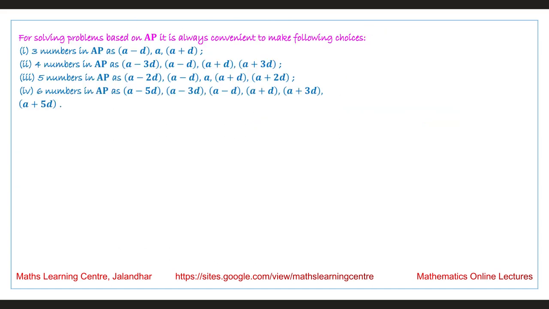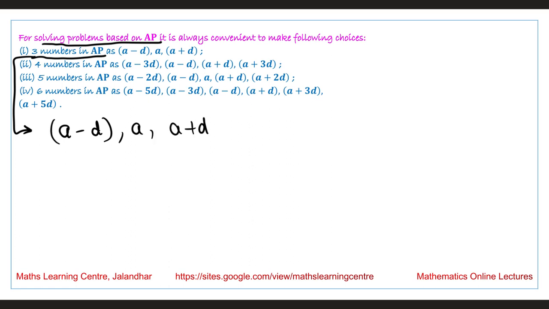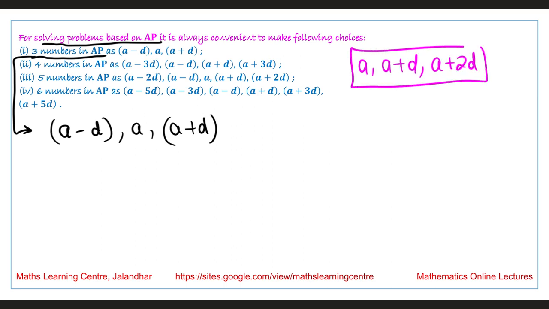Next, we have listed over here certain standard results that we will use if we have problems based upon finding the terms in an AP. Suppose we have to write three numbers that are in AP. What we are going to assume is that the three numbers are of the form A minus D, A and A plus D. We are saying if we have to write three numbers in AP, we can also use the numbers in the form A, A plus D and A plus 2D. These are also three numbers that are in AP.